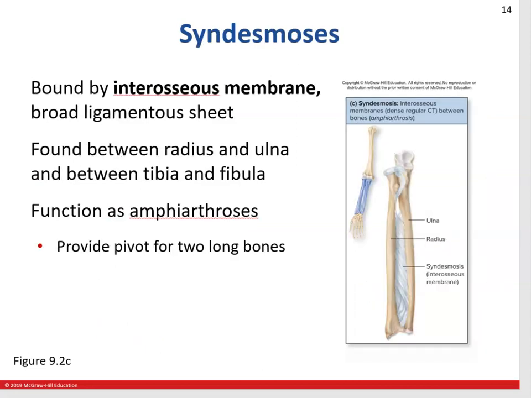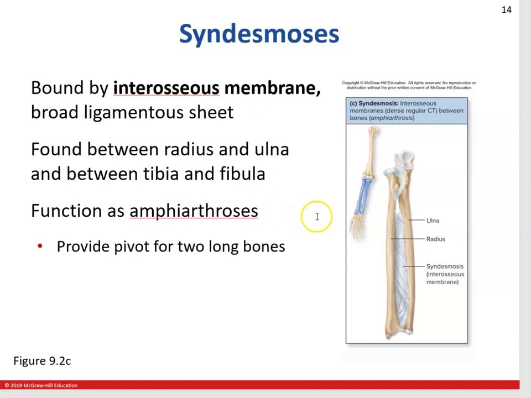And then the last of the fibrous joints is syndesmosis. Here's two bones, in this case the radius and the ulna, and they're held together by this sheet, which is made up of dense, regular connective tissue, but it's more of a membrane than individual little ligaments. And we can also see this between the tibia and the fibula. So in our forearm and in our lower leg.